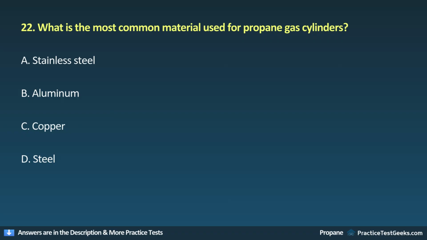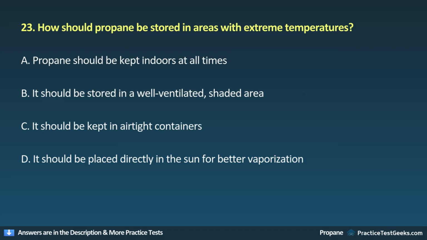A. Stainless steel. B. Aluminum. C. Copper. D. Steel. 23. How should propane be stored in areas with extreme temperatures? A. Propane should be kept indoors at all times.